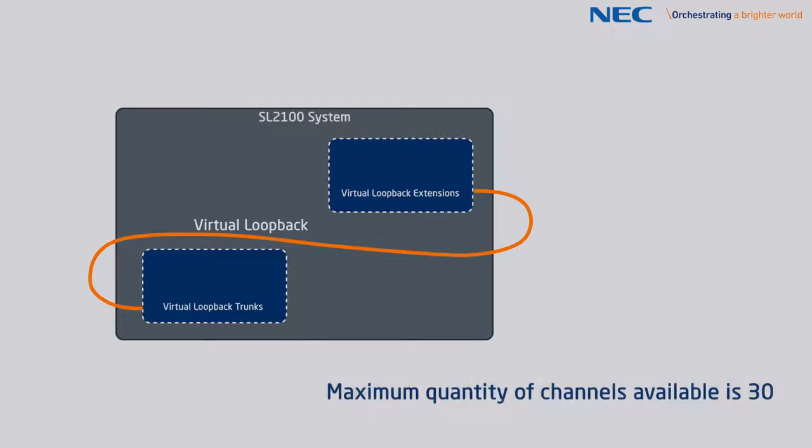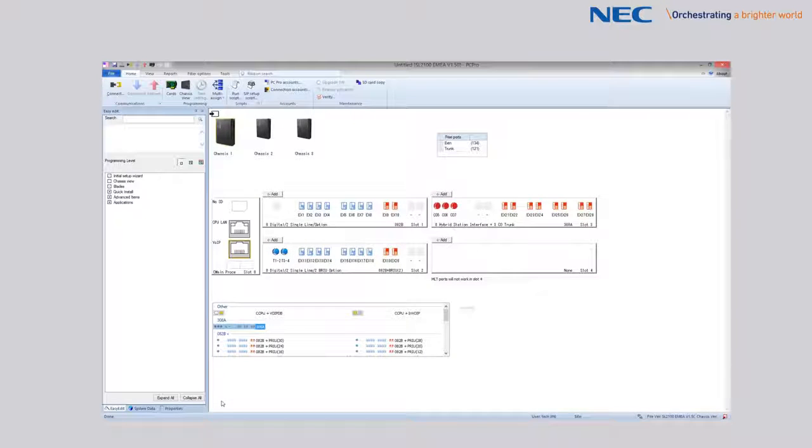The maximum quantity of channels available is 30. There must be spare capacity within the SL2100 to assign the quantity of virtual trunk and extension channels required. PC Pro chassis view will show the free ports available.